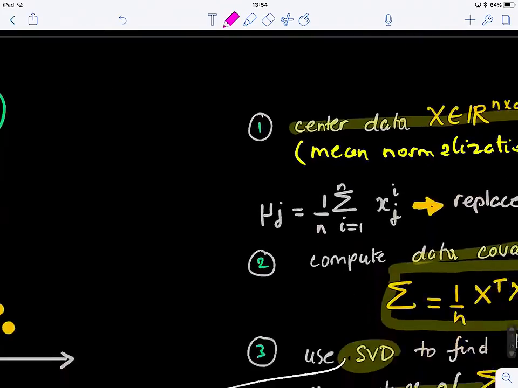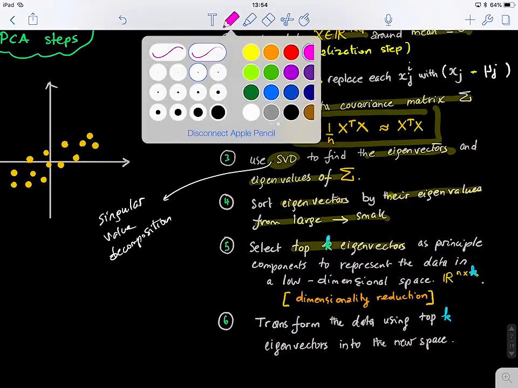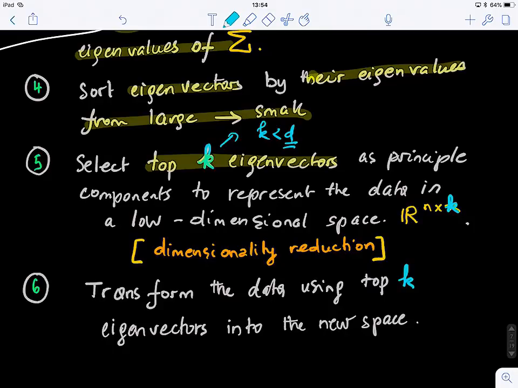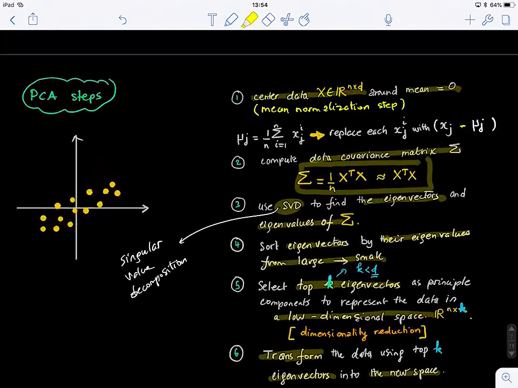So for this case, we need to select K, with K generally being smaller than D, the number of the original features. Now, the next step would be to represent the data projected into a low dimensional space. After doing that, we transform, or project, the data using the K eigenvectors into the new space, and this performs dimensionality reduction. Now, these are the key steps of PCA.